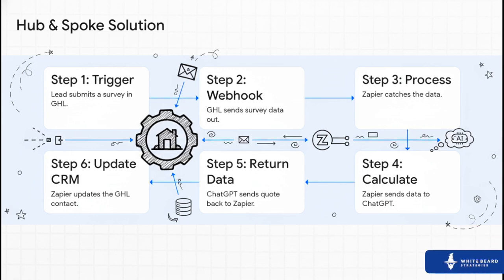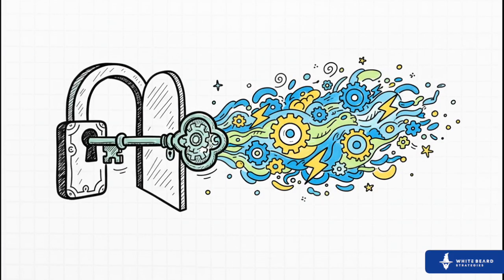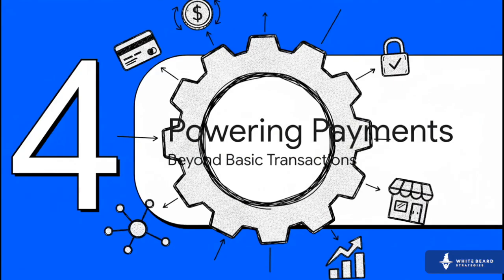It's this perfect, seamless loop where every tool does exactly what it's best at. And the result? It's kind of magical. You've just built a workflow with custom AI-powered logic that is way outside of what Go High Level can do by itself. You've basically extended its brain without ever having to leave the ecosystem, and that opens the door to pretty much limitless automation. All right, let's talk about another critical spoke: payments.